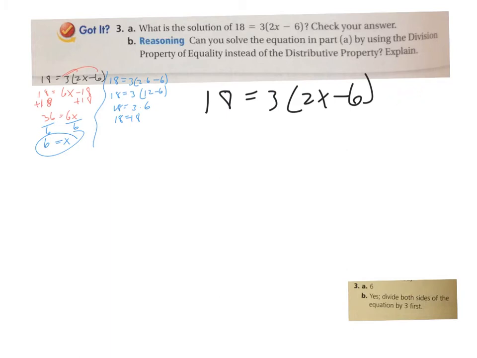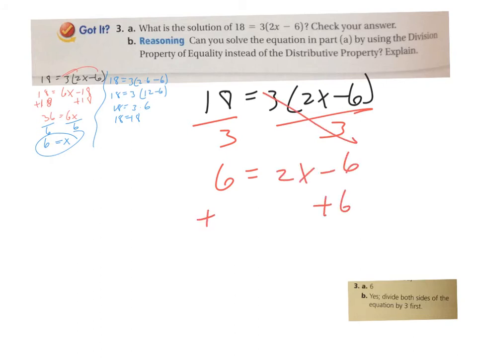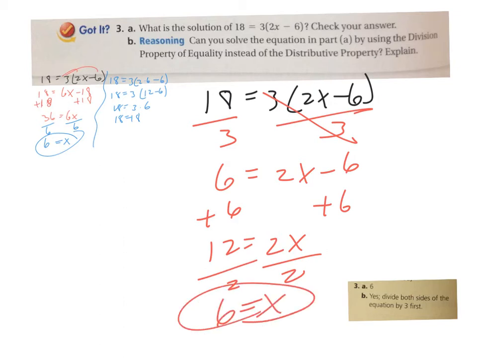So what we're asking is, can I divide off this 3 first? The answer is yes. So 18 divided by 3 is 6. And these are gone, so 2x minus 6. Go ahead and add the 6 to both sides. And we get 12 equals 2x. And divide off the 2, and x is indeed still 6. So it does work in this case to do that. But again, as long as there's nothing on the outside over here that you have to clean up first.